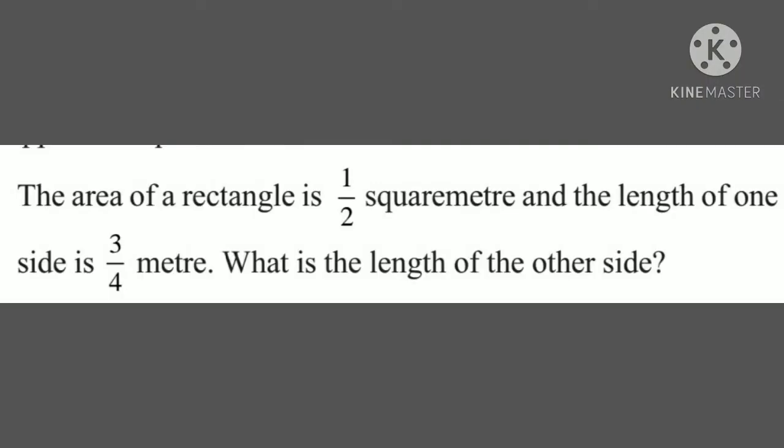Next question. The area of a rectangle is 1 by 2 square meter and length of one side is 3 by 4 meter.